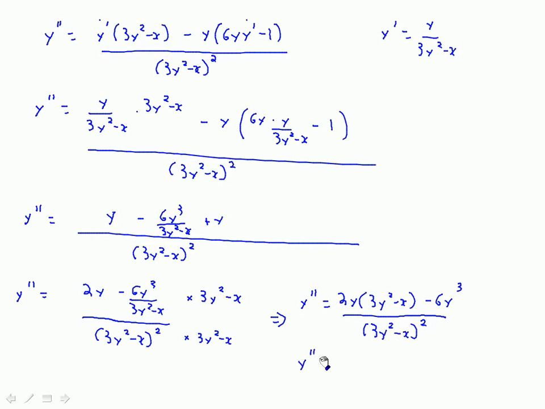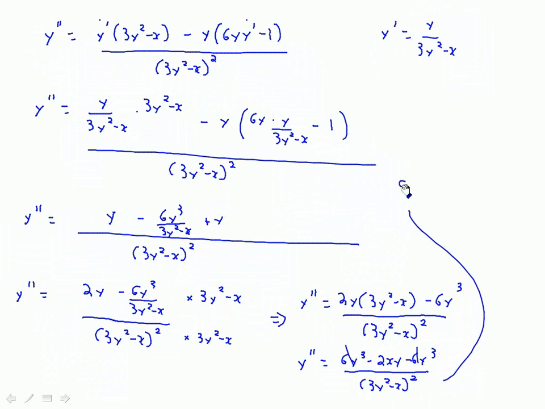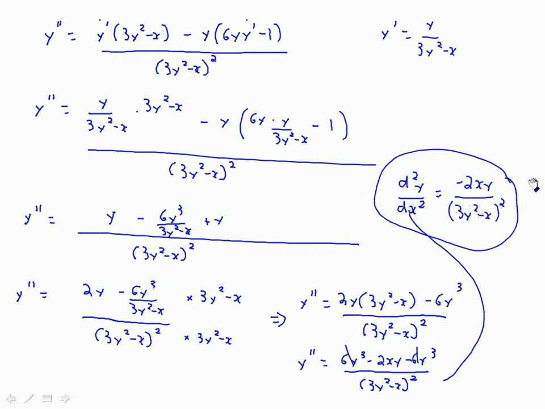And then when you distribute that 2y in, you'll get 6y to the 3 minus 2xy minus 6y to the 3. And this is all over 3y squared minus x to the 2. The 6y cubes will subtract away, and then we get our second derivative. So d squared y over dx squared is equal to negative 2xy over top of 3y squared minus x to the 2. So that is the typical method for it.